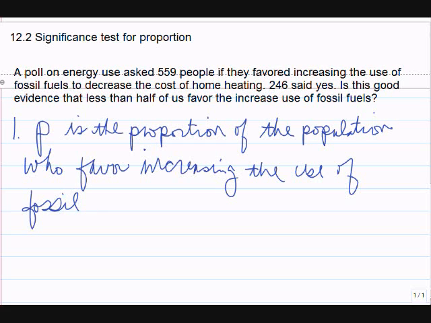A proportion is like a percentage, so 246 over 559 would be a proportion that you can change into a percentage. So it's basically the same as mu, except instead of doing a mean, we're getting a statistic that is a proportion, a percentage of people who said yes. Okay.